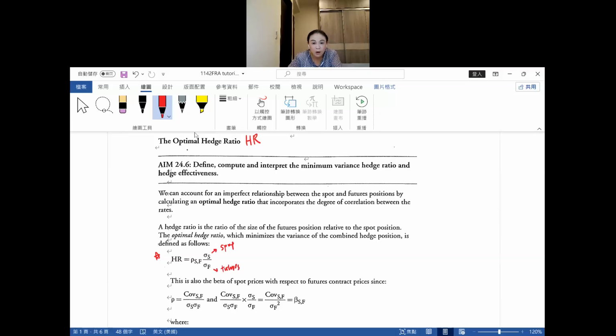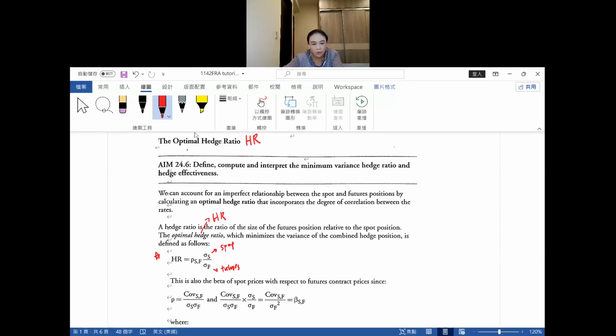If they are identical contracts, the ratio should equal one, which means their underlyings have the same volatility. The hedge ratio is the size of the futures position relative to the spot position. The optimum hedge ratio, which stands for HR here, minimizes the variance of a combined hedge position defined as follows.